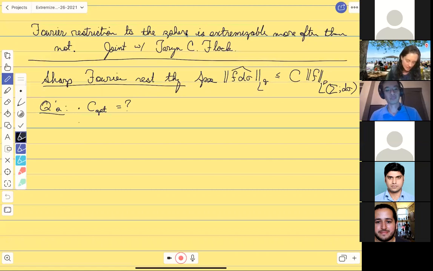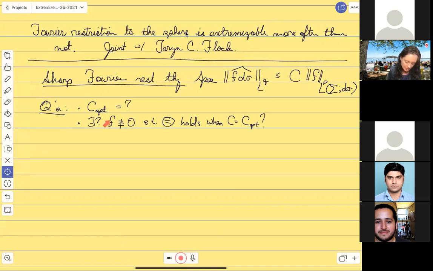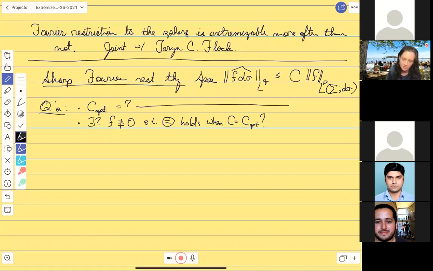That question is often very hard. And so one can instead ask whether there exist non-zero functions f for which equality holds, when C is equal to C opt. The answer to this question can sometimes be yes, it can sometimes be no. So it's interesting to determine whether these things exist, and it's often easier than asking what is the optimal constant. Now, a little bit harder than either of these questions, and an extension of these, is asking who are these functions f that realize this constant.